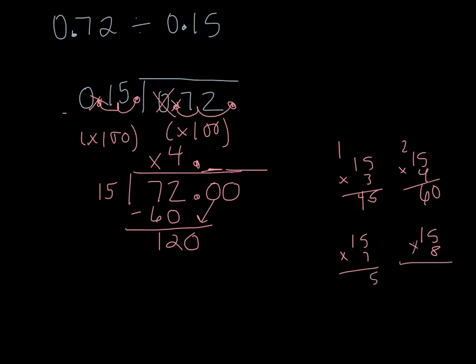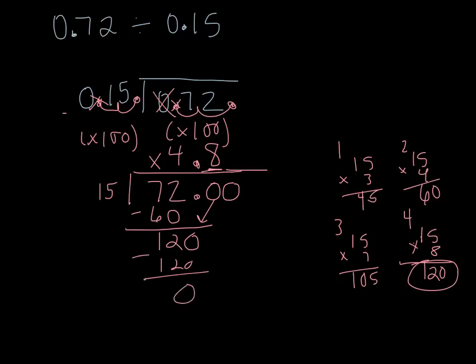7 times 5 is 35. 7 times 1 is 7. 7 plus 3 is 10, so 105. There we go. And now let's try 8 times 15, to see if we can get closer. 8 times 5 is 40. 8 times 1 is 8, and 8 plus 4 is 12. So dead on 120. So 15 can go into 120 8 times, and 8 times 15 is 120.